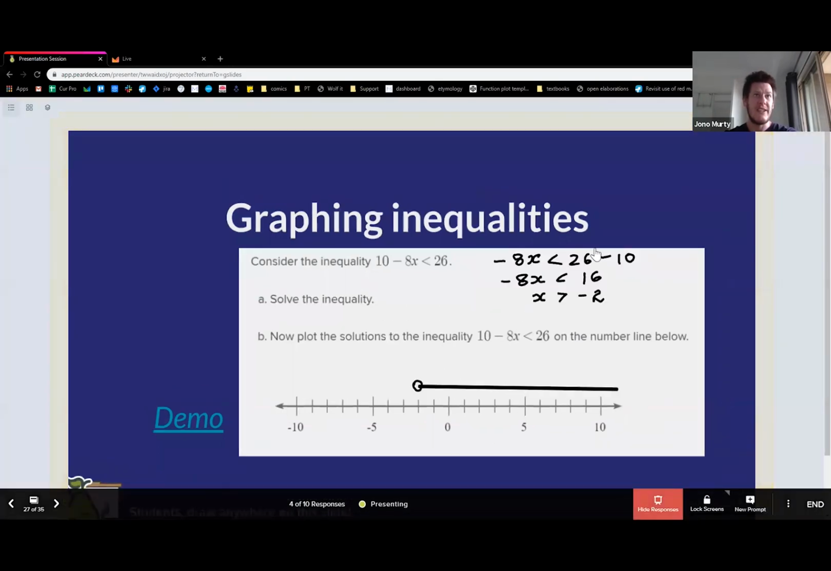Really nice solution again here from Lena. Taking away 10 from both sides, dividing both sides by -8, we get x is greater than -2. Open circle at -2, off to the right.